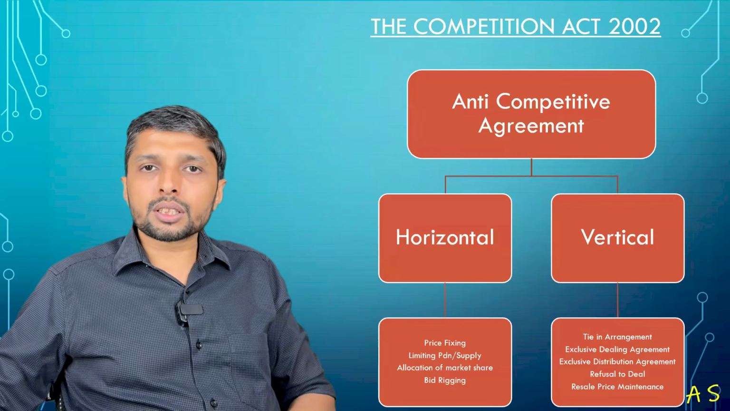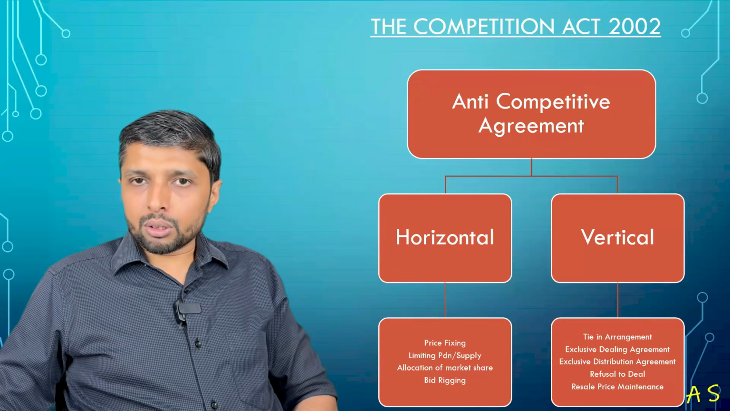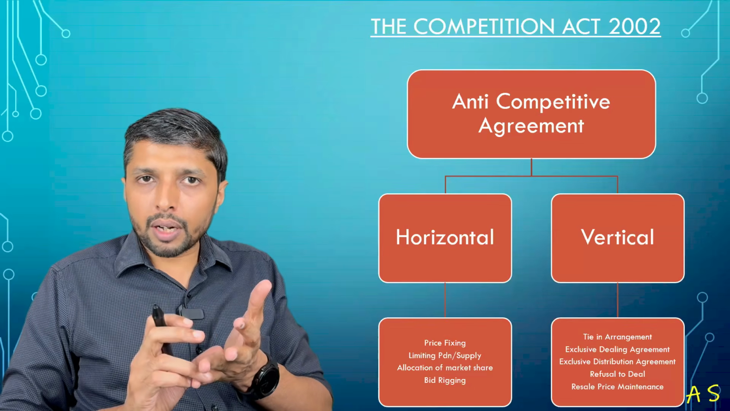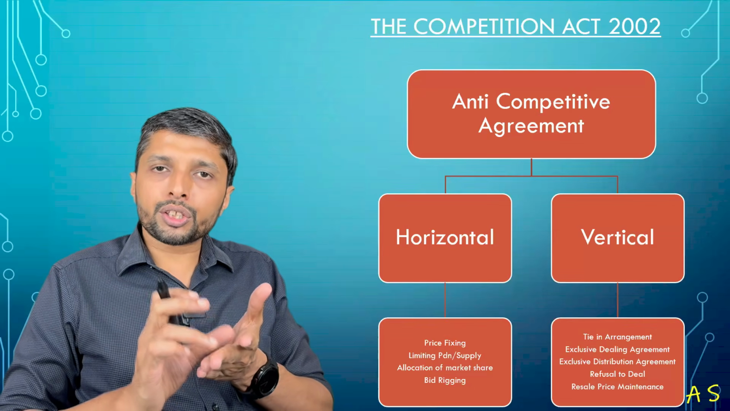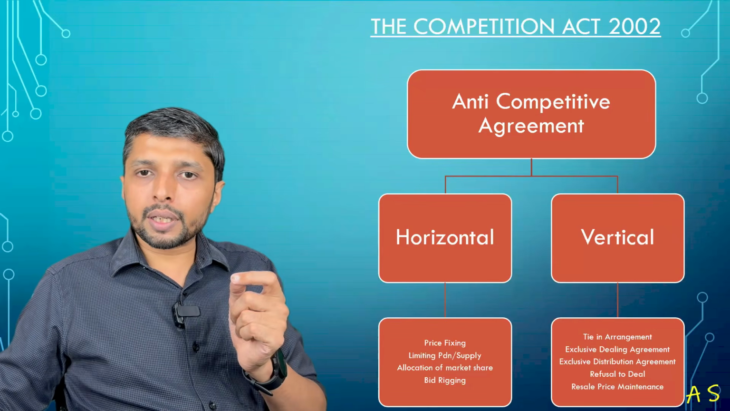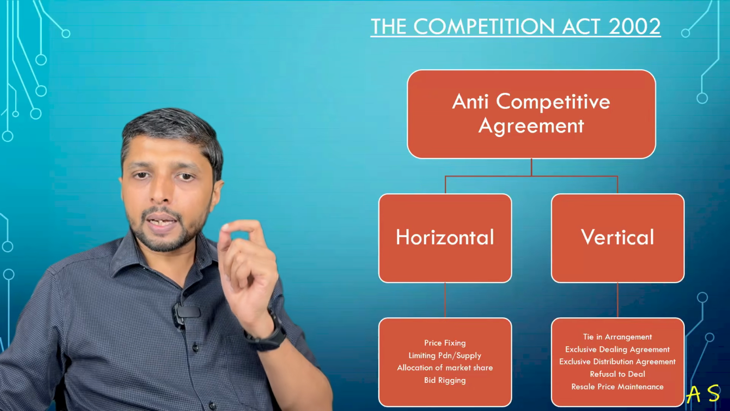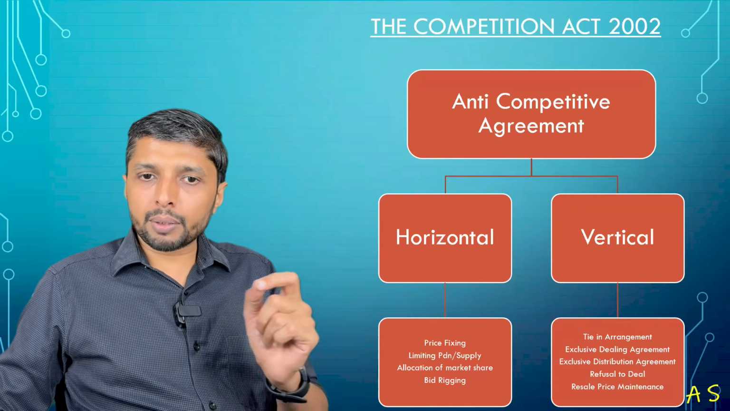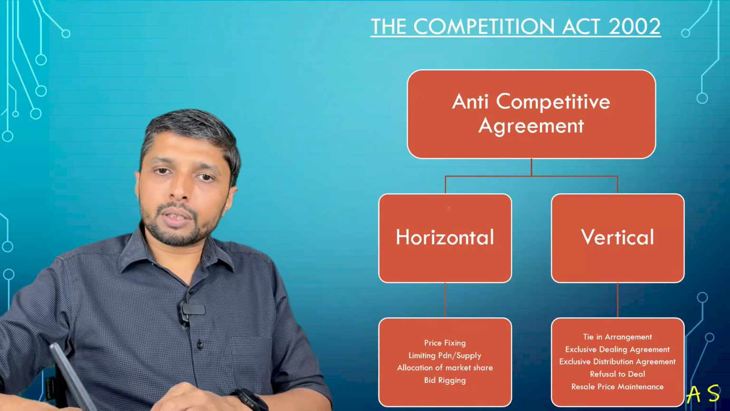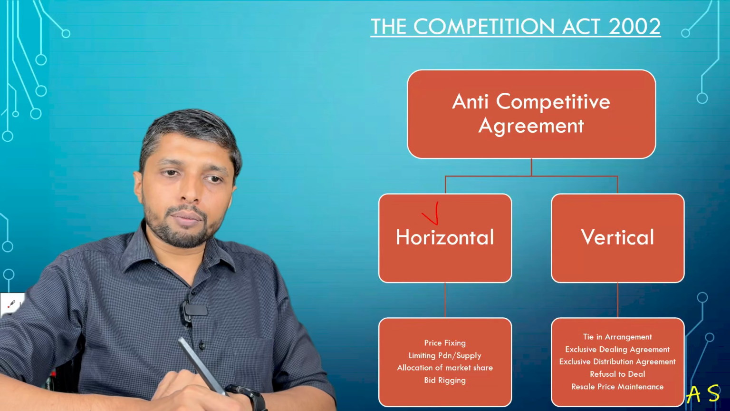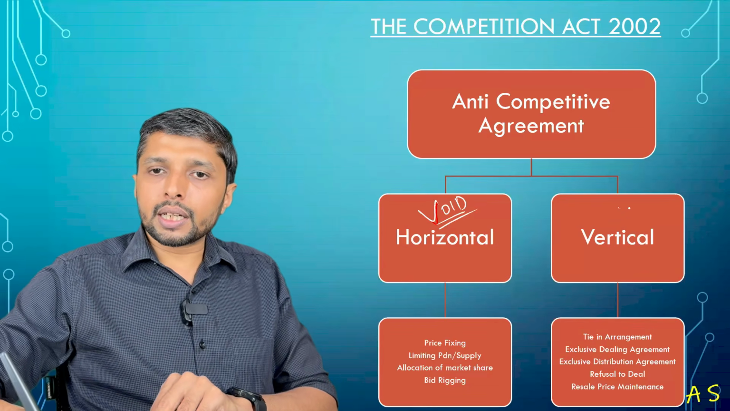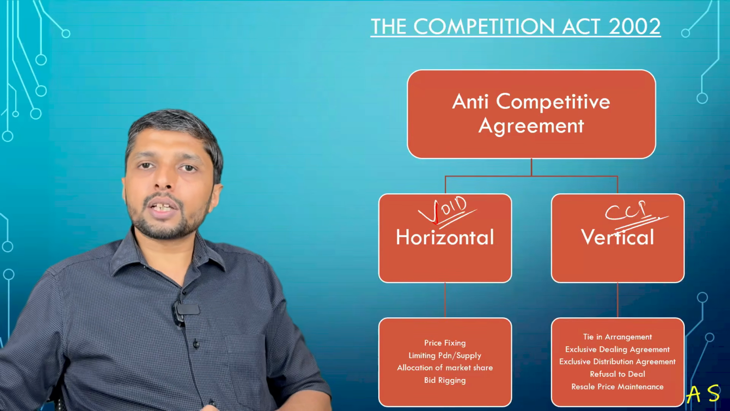Then we can have a discussion on the Competition Act. We have prohibition of anti-competitive agreements, prohibition of abuse of dominance, regulation of combinations, acquisitions and mergers, and competition advocacy. With respect to anti-competitive agreements, you have horizontal agreements, like price fixing, limiting production or supply, allocation of market share, bid rigging. Then vertical agreements. Horizontal agreements will be void under all circumstances, and vertical agreements will be decided by CCI on a case to case basis.